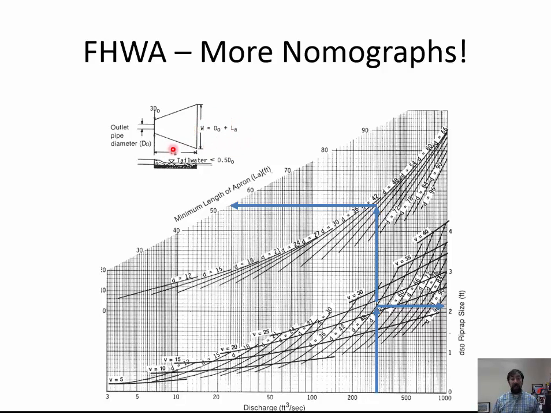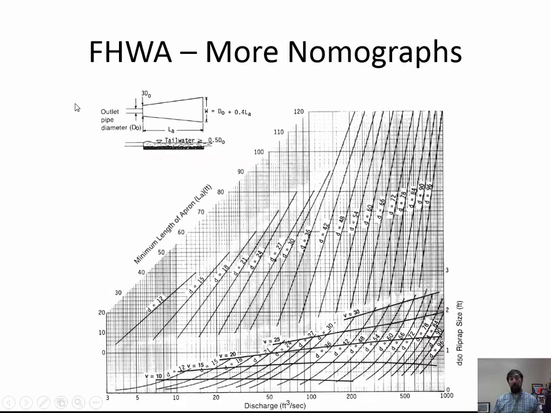Now this is again the case where the tailwater is less than half of the diameter of our culvert. We have separate nomographs for where it's greater than half the diameter of our culvert, right? So we can use nomographs, we can use equations.